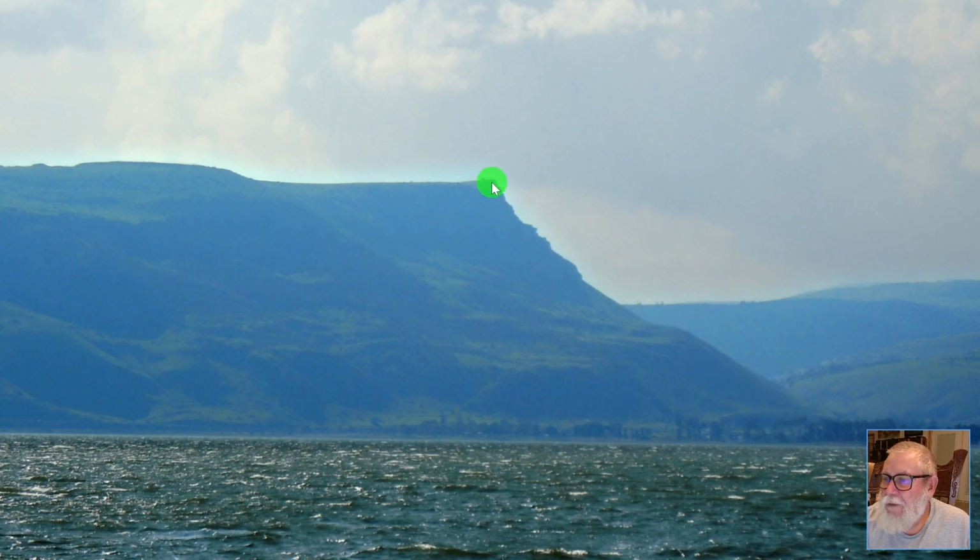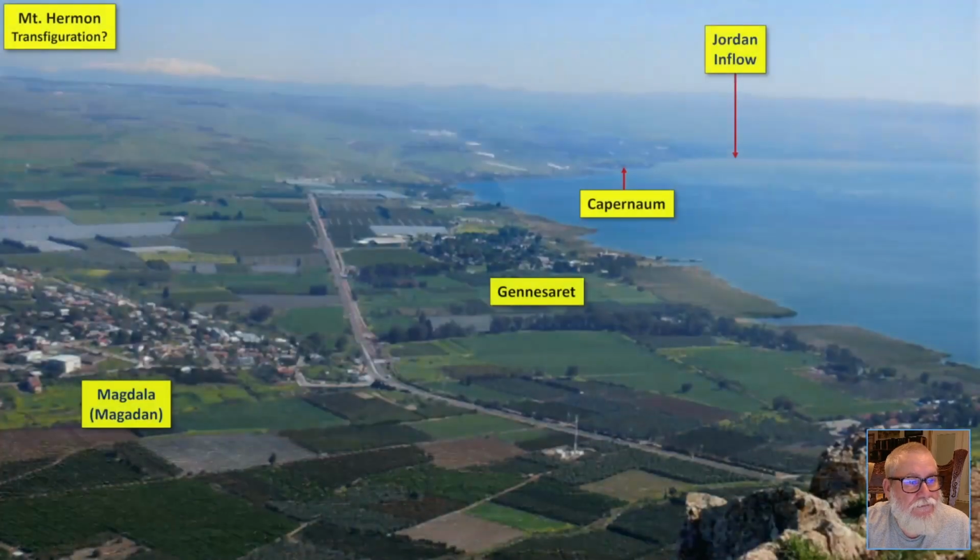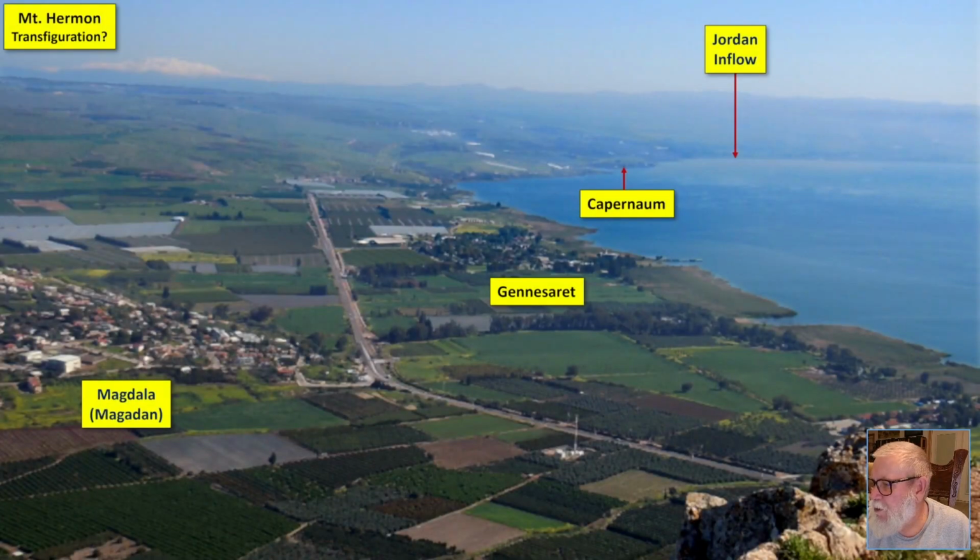The top of Mount Arbel sits about 500 feet above sea level, and the surface of the lake is 600 feet below sea level. So this is a pretty impressive height. It's about 1,200 feet above the surface of the lake. If you go to the top of Mount Arbel, this is the view that you would get toward the north.